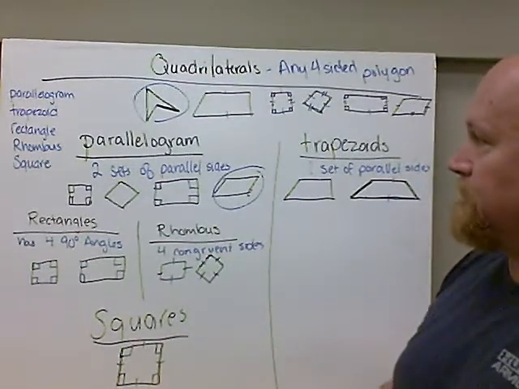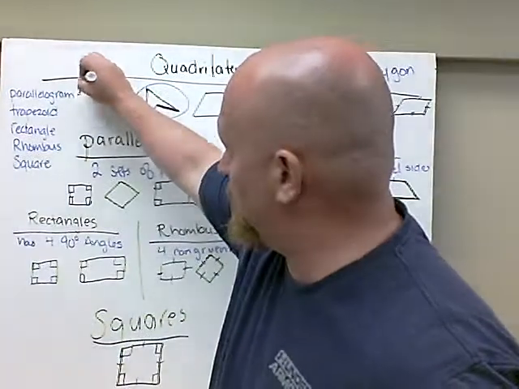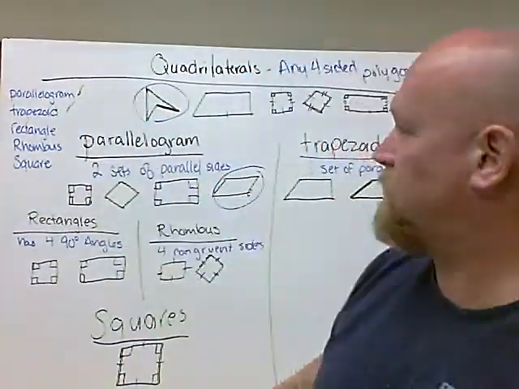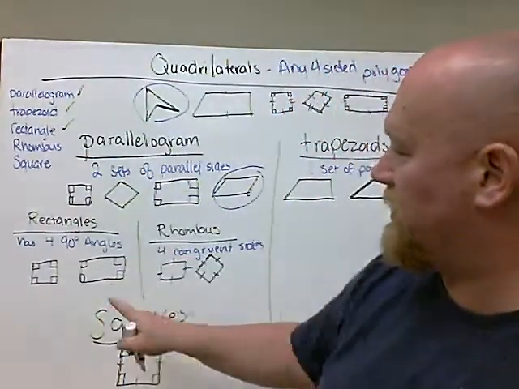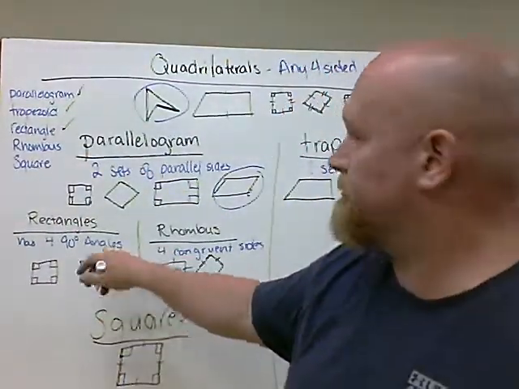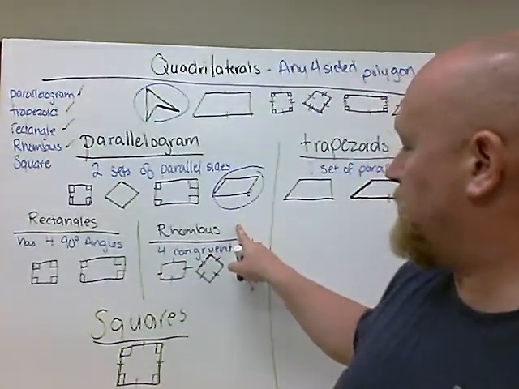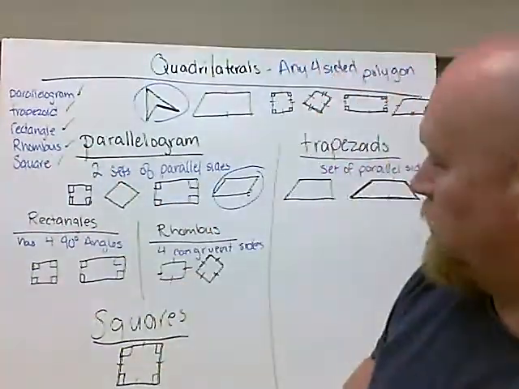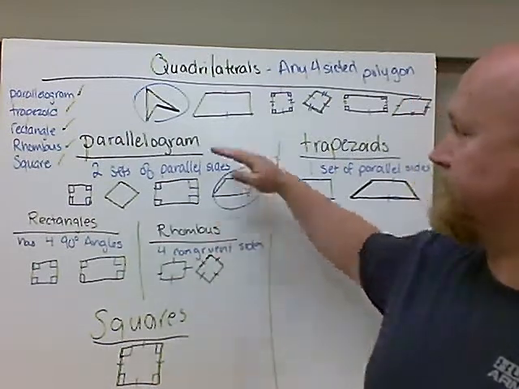Okay? So looking at our quadrilateral terms, we've talked about parallelograms, 2 sets of parallel sides. We've talked about trapezoids, 1 set of parallel sides. We've talked about rectangles, parallelograms that have 4 90-degree angles. We've talked about rhombuses, which are parallelograms with 4 congruent sides. And then squares, which is the only regular quadrilateral.